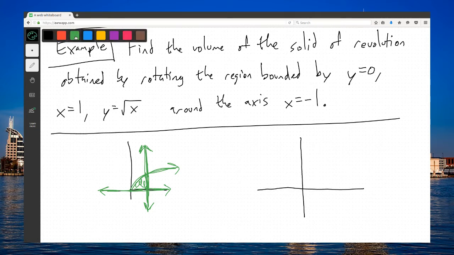And what's important is we have the region. Here's 1, here's 0. This would be a height of 1 right here. And we're rotating this around the line x is equal to -1. So that's my axis right here.